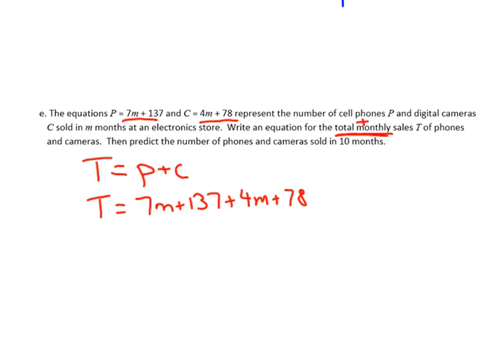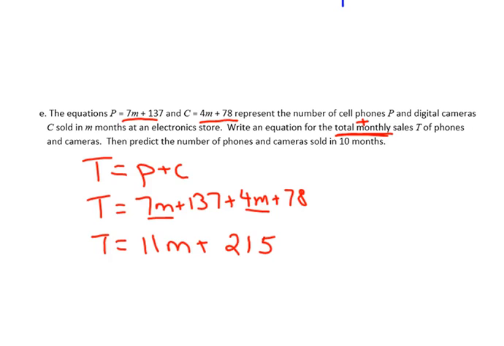Now I'm going to just simplify that because it looks a little messy. So I can put together my m's. 7 and 4 is 11m. 137 and 78. Of course, I don't have my calculator with me. Hoping it's 215, and I know you guys will let me know if it's not.